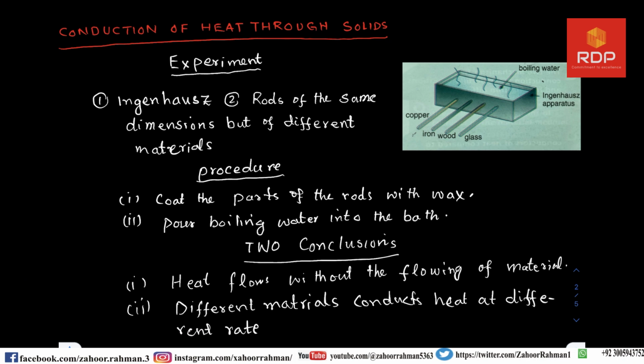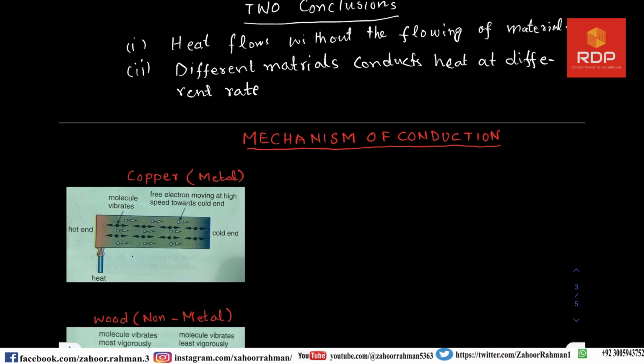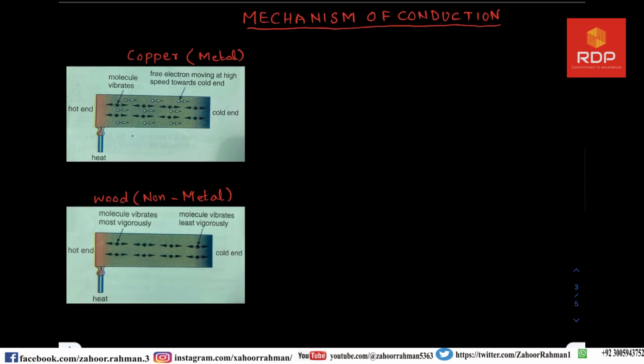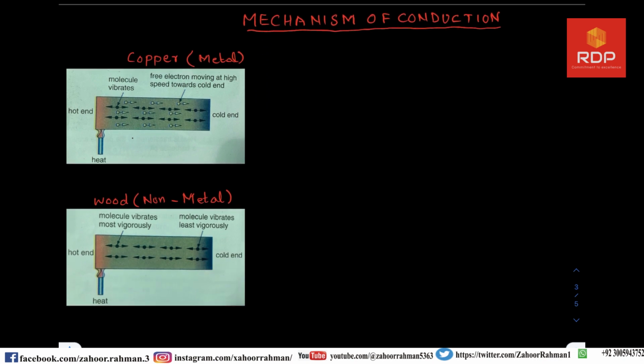That was the purpose of this experiment. Now let us study the mechanism of how heat is transferred so quickly in metal, and in the case of wood, which is a non-metal, the process is slow.